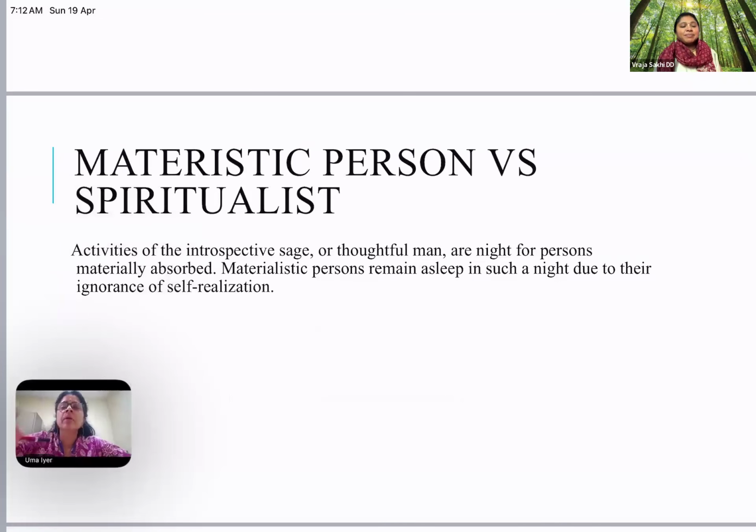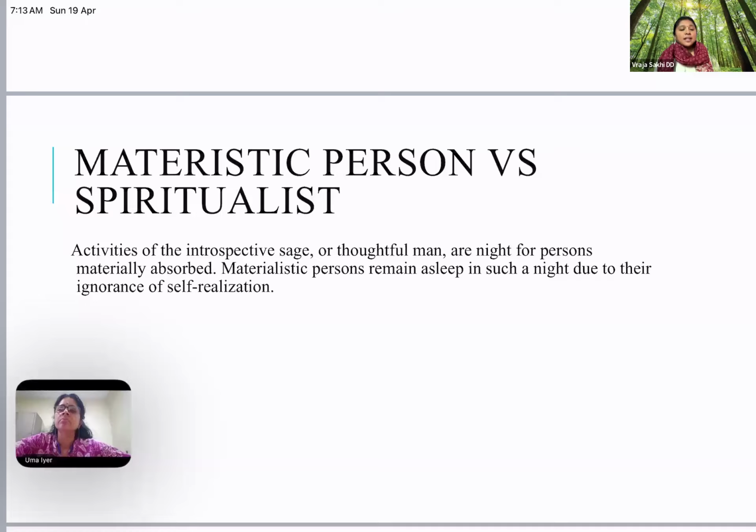Please read ahead, Mataji. Materialistic person versus spiritualist. Activities of the introspective sage or thoughtful man are night for persons materially absorbed. Materialistic persons remain asleep in such a night due to their ignorance of self-realization. So what does the materialistic person do? Today we see bars are very common, nightclubs are very common, and the corporate meetings go on till 12 o'clock, 1 o'clock, right? It's not the habit that we wake up early and have the meeting. No. They start at 9 o'clock in the morning, because people go to sleep after 1, 2 o'clock, wake up slowly at around 8 or 9 o'clock, have their breakfast and then join the meetings. So this is what it is, activities are night for the persons who are materially absorbed.